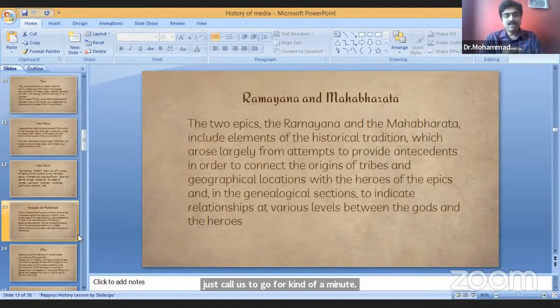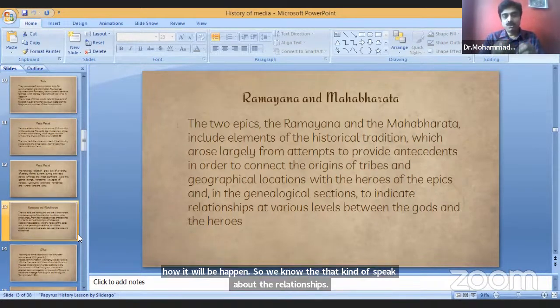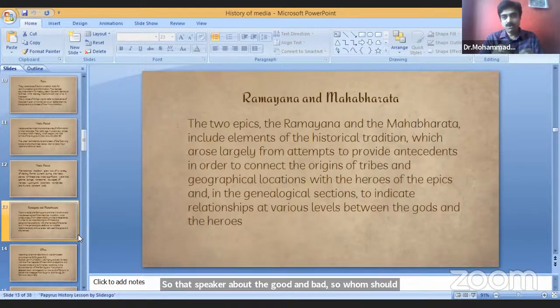So we know the Mahabharata speaks about relationships, about the good and the bad. Whom should we support and whom should we not support, what the dharma says, and how human beings have to behave in a particular situation.